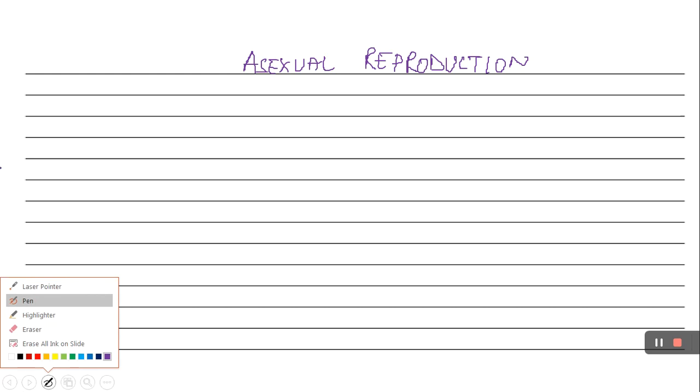Now coming to asexual reproduction. So what about asexual reproduction? This asexual reproduction takes place by endospore formation. What else? Conidia or zoospore formation takes place. This is asexual reproduction where spore formation takes place. So first of all, what is endospore? What is endospore formation?